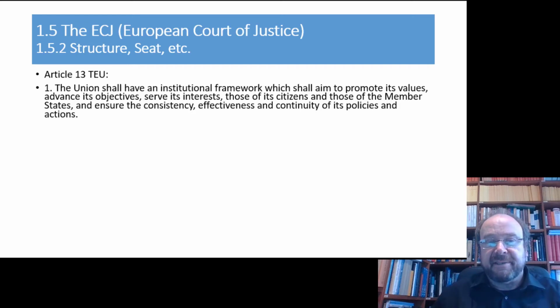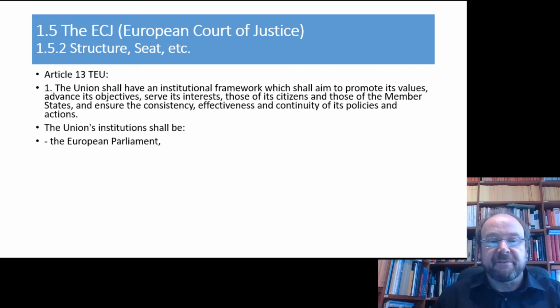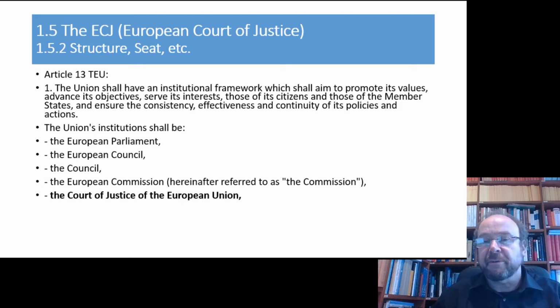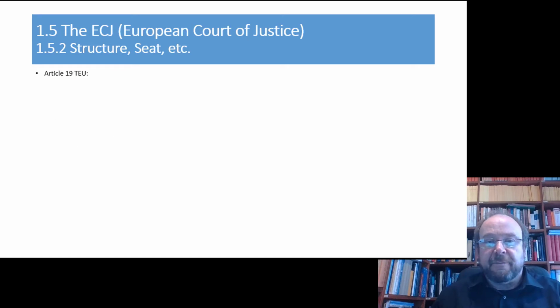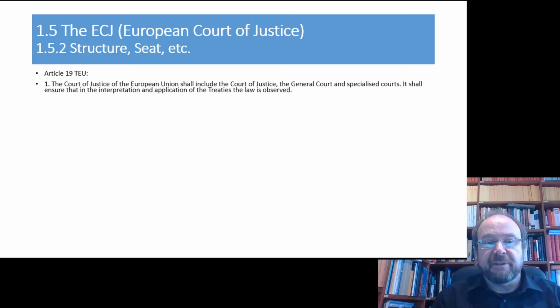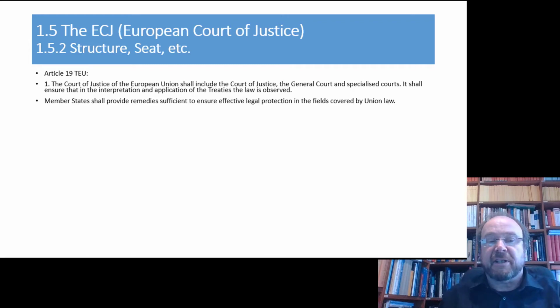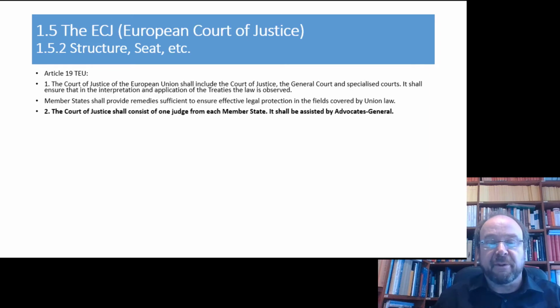First, in today's Article 13 of the Treaty on the European Union, you have a list of the Union's institutions, and there is also the Court of Justice mentioned. So that's nothing special. Article 14 and the following then just explain the basics about these institutions, and Article 19 Treaty on the European Union says the Court of Justice of the European Union shall include the Court of Justice, the General Court, and specialized courts. It shall ensure that in the interpretation and application of the treaty the law is observed. Member states shall provide remedies, legal remedies, sufficient to ensure effective legal protection in the fields covered by Union law, so that you can always go to court if Union law is applied.